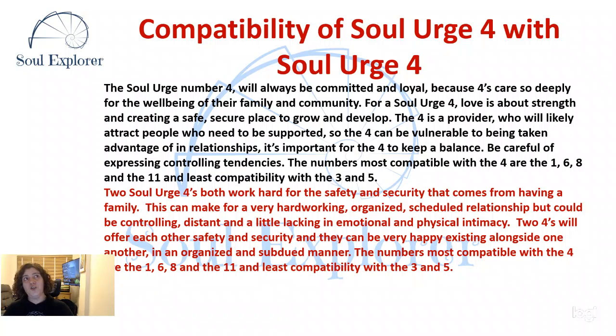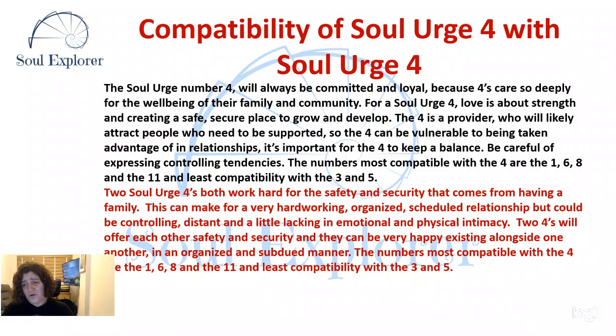However, with two such organized, stoic people, the biggest risk with 2 4s, as much as they can work very well together, is the lack of emotional intimacy between the pair of you. It's important that if you're both a soul urge 4, you continue working with each other for security, but you also spend time on an intimate level to keep up the closeness of your relationship, so that you don't become so distant, if you know what I mean. Okay, so the numbers most compatible with the 4 are the 1, 6, 8 and the 11. Least compatible, 3 and the 5.